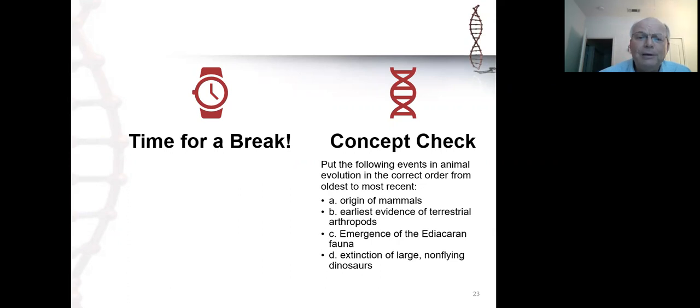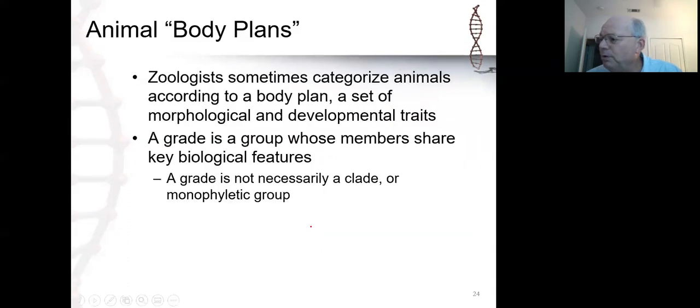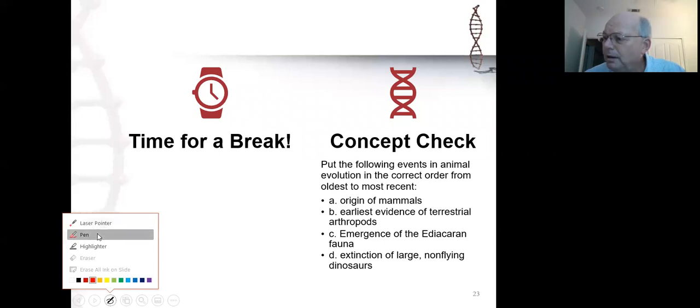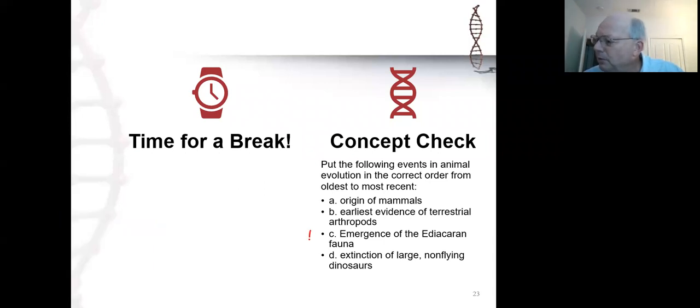So if we're talking about animals, the earliest evidence of animals is the Ediacarans. So this would be number one. Then the next event would be terrestrial arthropods. So this would be number two.